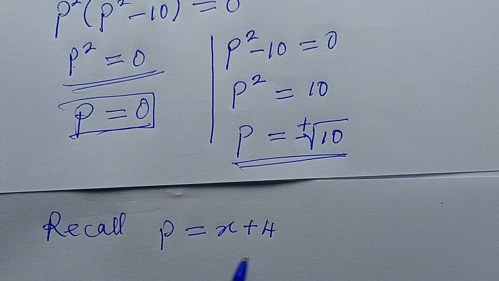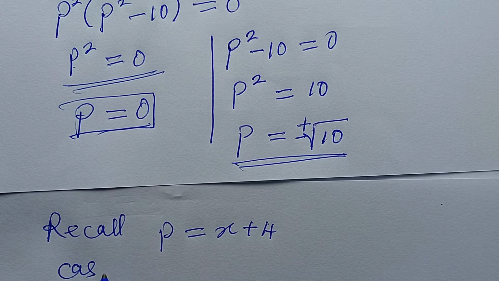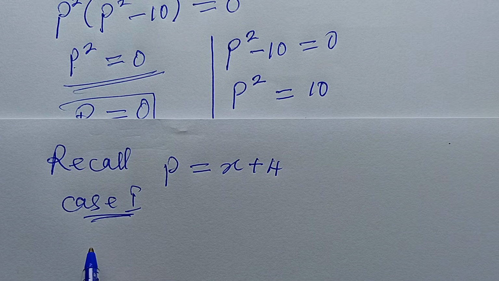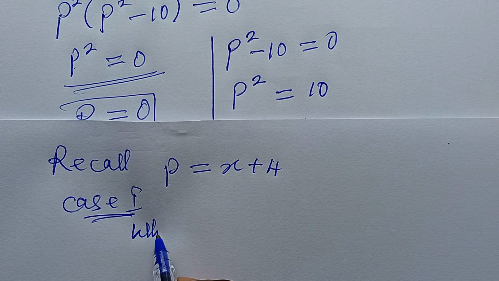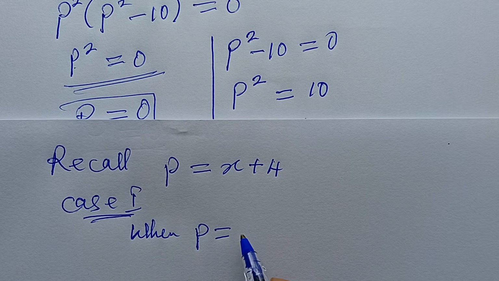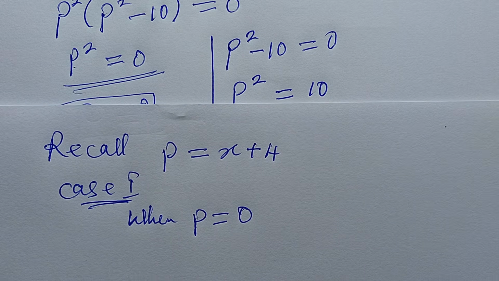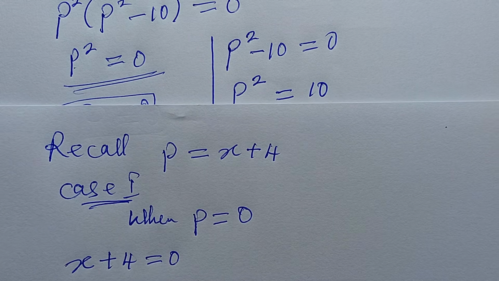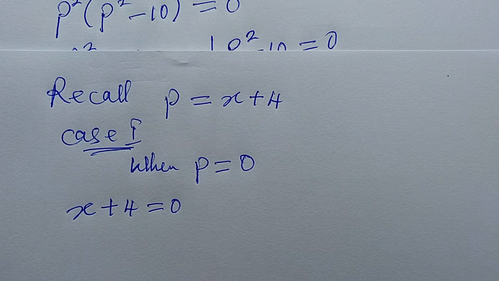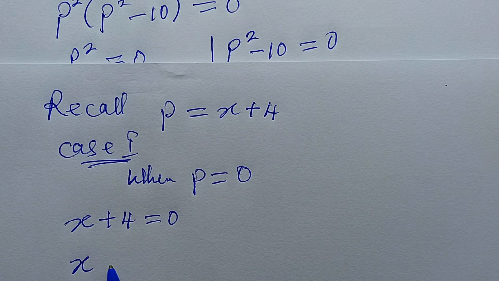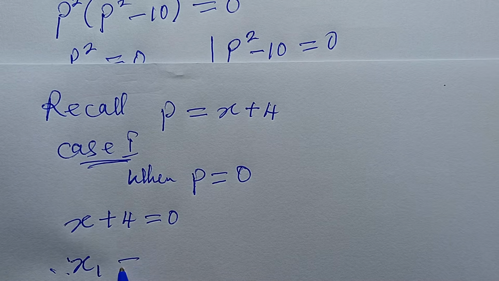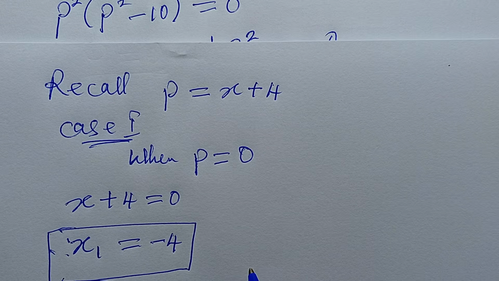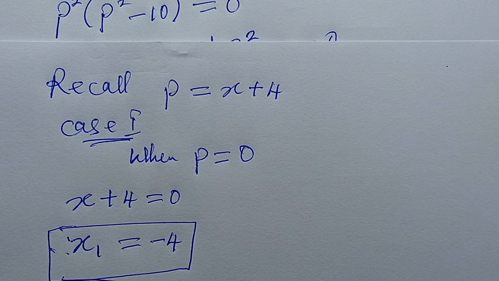Now from here, we take our case 1. Where's our case 1? Our case 1 is when p is equal to 0. So when our p is equal to 0, then we put in our equation. So we have x plus 4 equal to 0. So subtract 4 from both sides of the equation. So we're going to have x. Therefore, x1 is equal to minus 4. So this is the first value of x that will satisfy that expression.